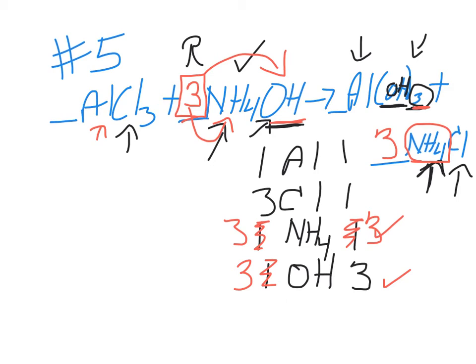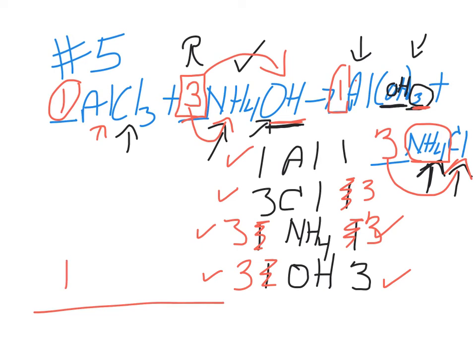There's my form. Now that also changes my chlorine. So now I have 3 chlorine, which is a good thing because now it makes this equal. So now is every single part equal? Yes. So my coefficients, remember if you don't write anything in there, it's going to be a 1. My coefficients are 1, 3, 1, 3.